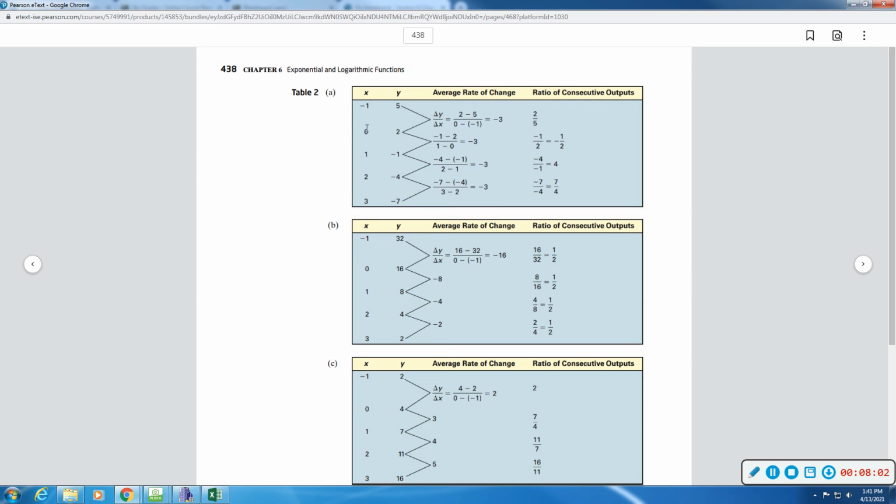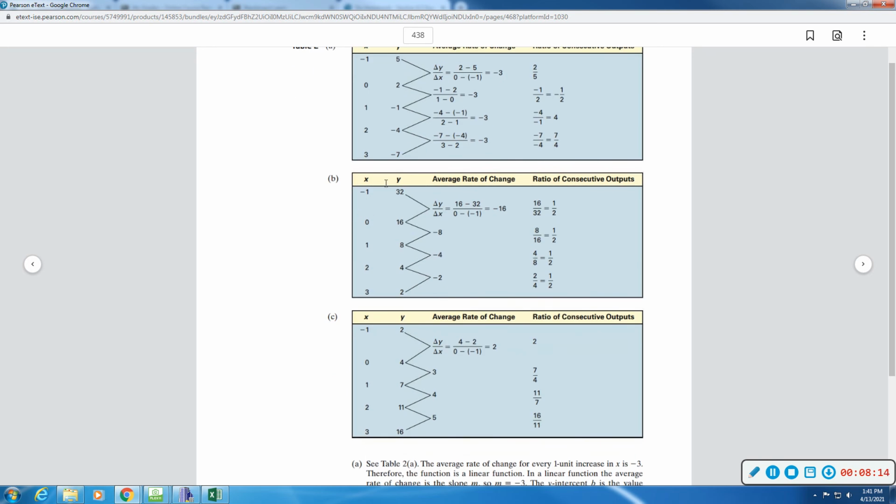So notice the x values are counting by ones, and when you do the y values, it went down 3, it went down 3, keeps going down 3. That's a constant rate of change. That will be linear. If you look at this example, again, x's are counting by ones, which helps. And then the y value, it went down by 16 the first time, and then it went down by 8, went down by 4. It's not the same.